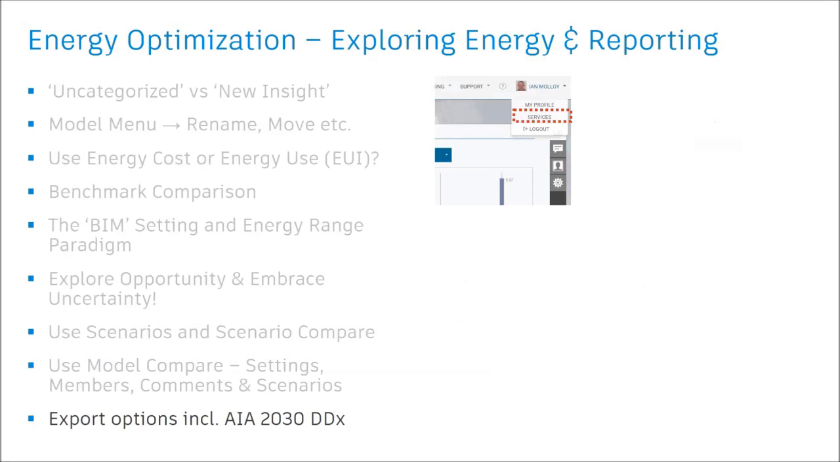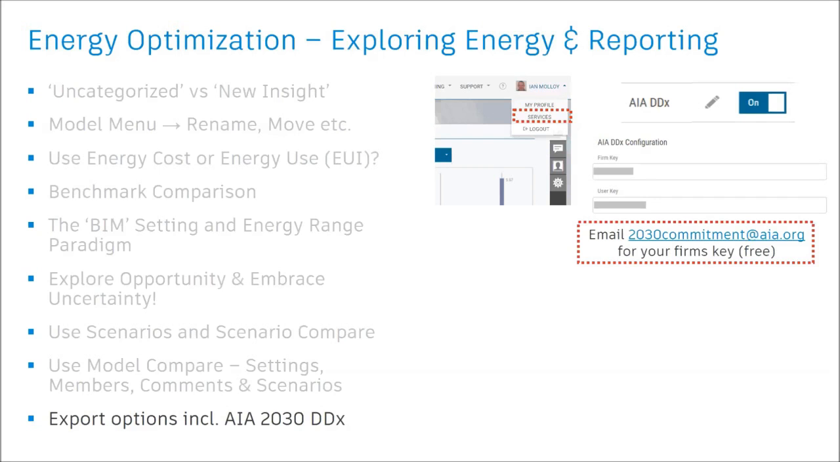But basically, all you need to do it is up in Insight, go to Services. You'll see this ability to turn on the AIA DDX. You just need to enter what's called a firm and user key. And all you need to do is contact the AIA for that, right? Of course, you need to sign up to the 2030 commitment, but it's free. There's no cost to any of this.